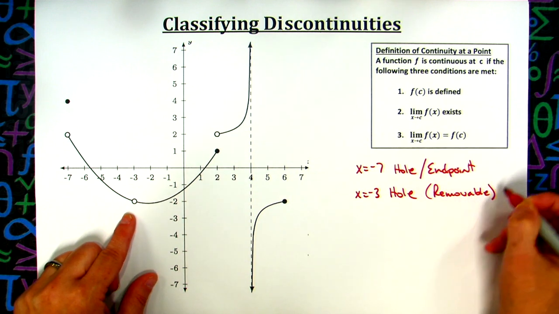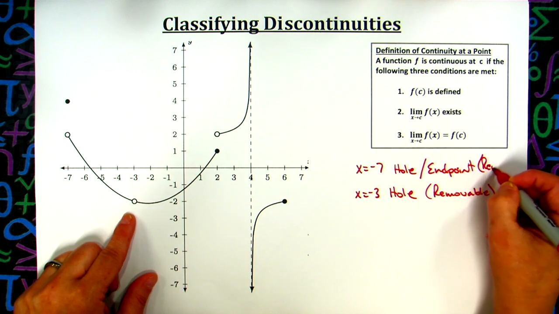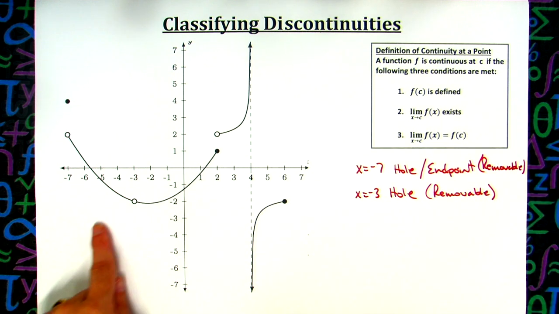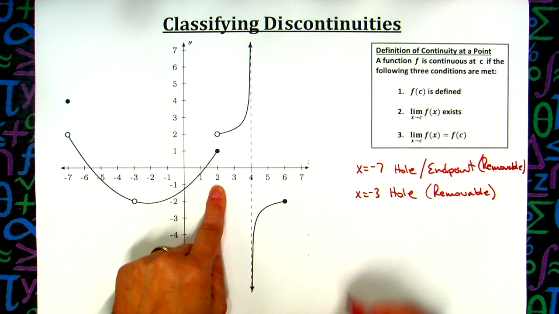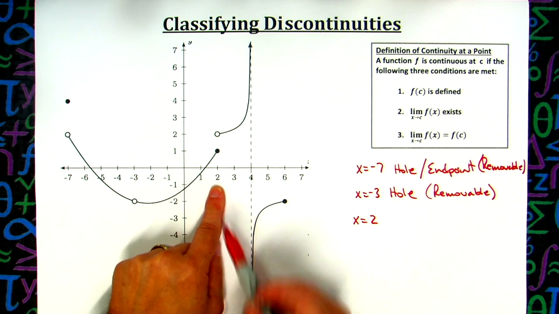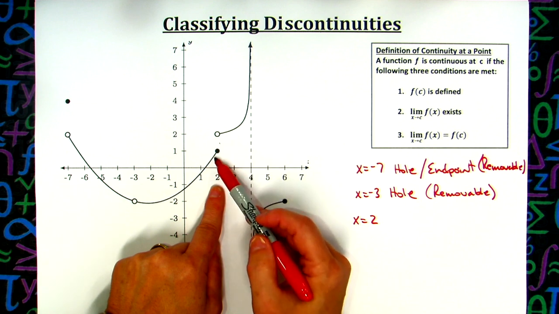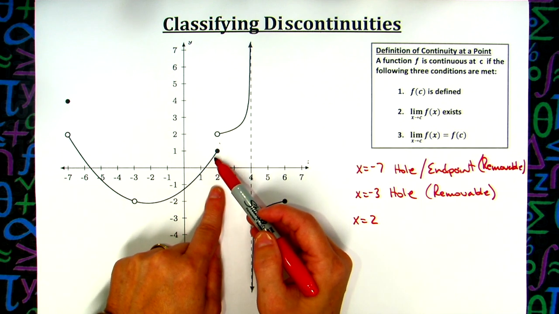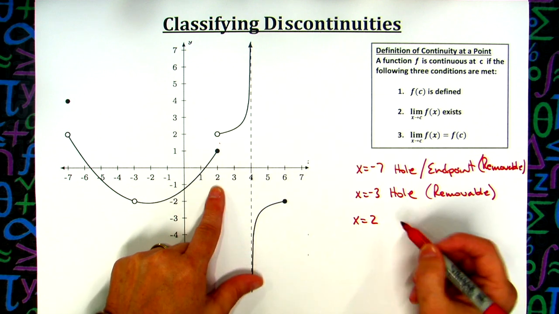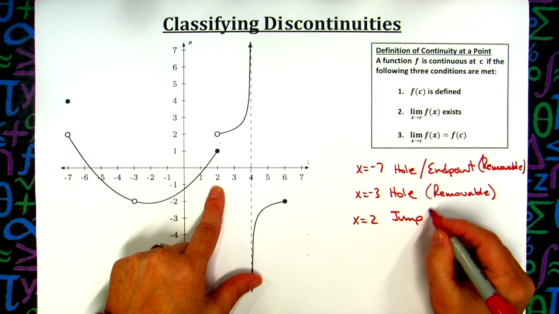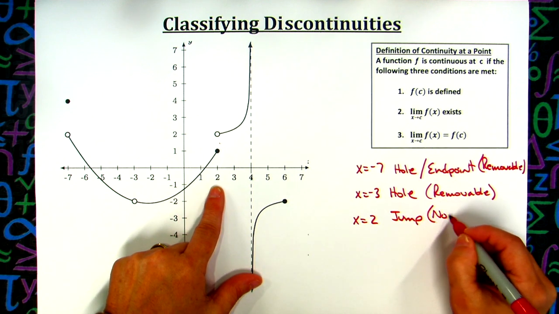I guess I could also classify this one up here as removable as well. All right, now our next point of discontinuity is going to be here at 2. So x equals 2. All right, now what's going on? Well, clearly we can see it's a jump. The limit from the right and the limit from the left does not equal. It is classified as a jump, so this would be a jump discontinuity. Jump discontinuities are non-removable.